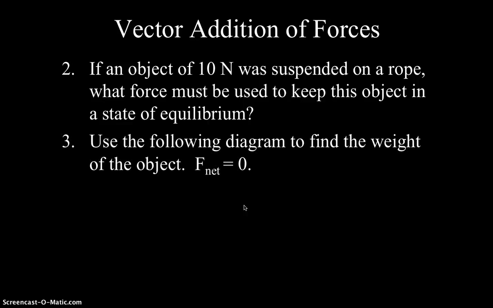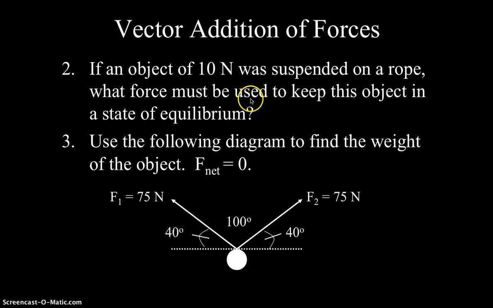Now, in order for us to determine the weight of the object, we also have to note that because this is suspended on a rope, it's not moving up or down, or side to side. Therefore we can assume that the object is not moving. And because the object is not moving or accelerating in any way, the net force is equal to 0. Remember that if the object is moving, it has to be moving at a constant speed for the net force to be 0.